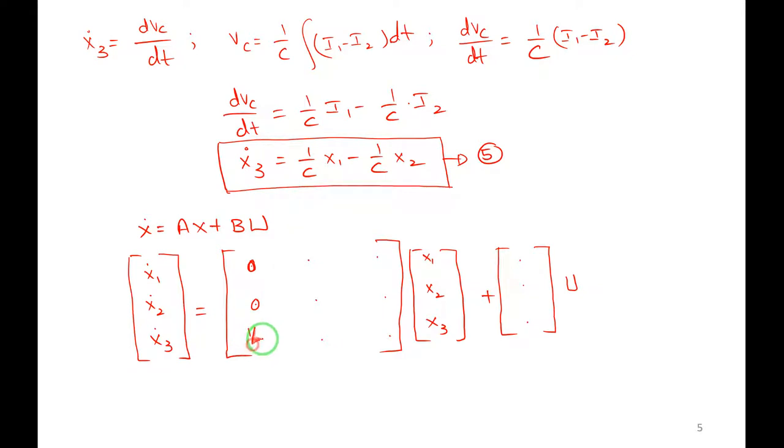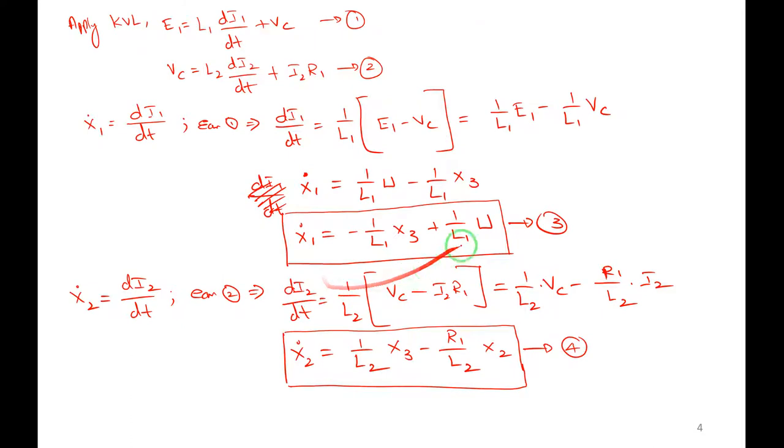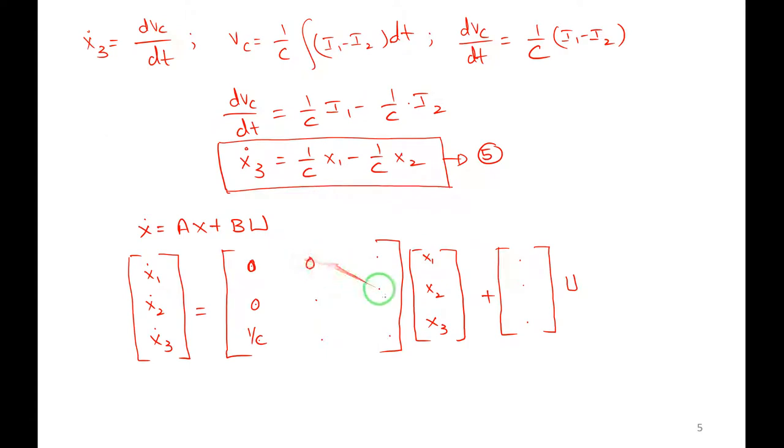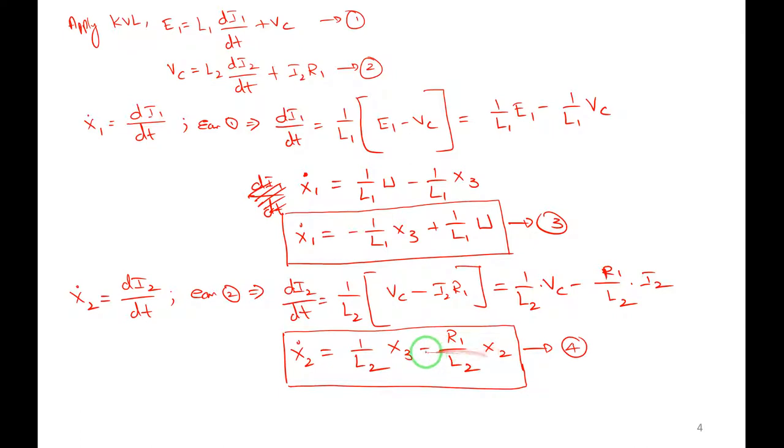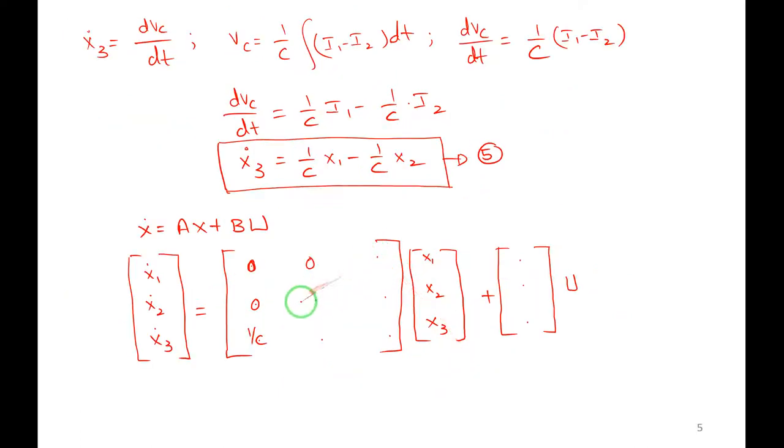Write it. In the first column, you fill up the coefficients of x1 of the third equation, fourth equation, and fifth equation, 3, 4, 5. Then next the x2 column, in the same order. Are there any coefficients of x2 here? No, 0. Then come to the next equation, equation 4. Are there any coefficients of x2? Yes, minus R1 by L2. Next observe the fifth equation. Are there any coefficients of x2? Yes, minus 1 by C.